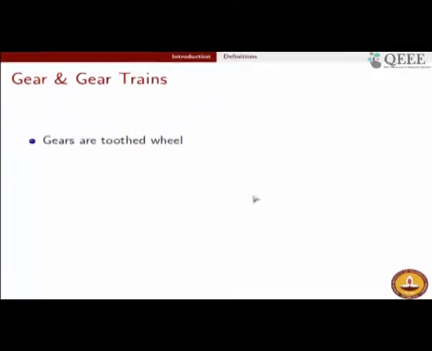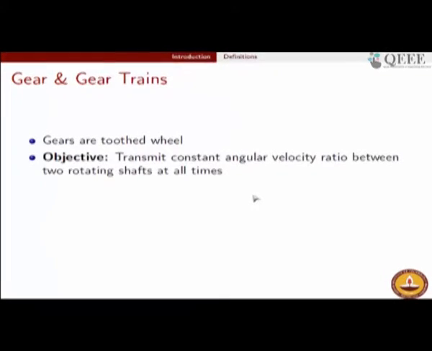So gears will be toothed wheels, and the objective of a gearing system will be to transmit a constant angular velocity ratio between the two rotating shafts at all times, right. This is very important. If the input speed to the transmission, which is effectively the output speed of the engine, if the output crank speed of the engine is constant, the output of the transmission should also be constant.